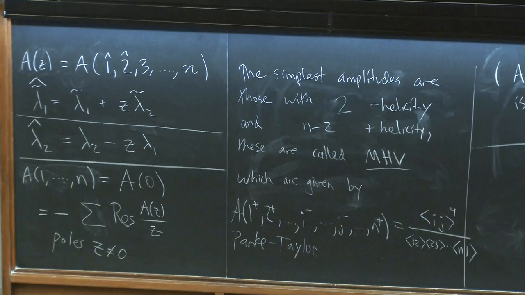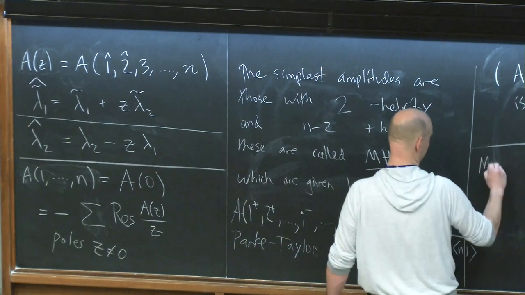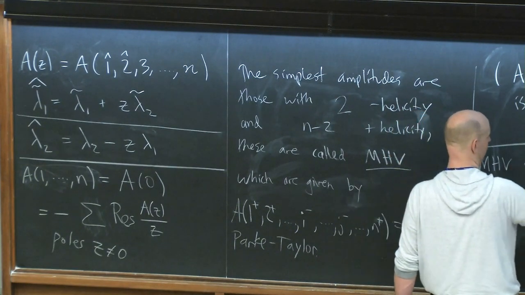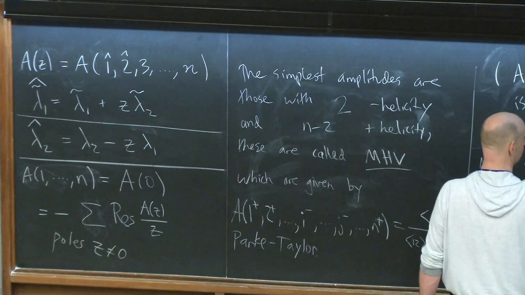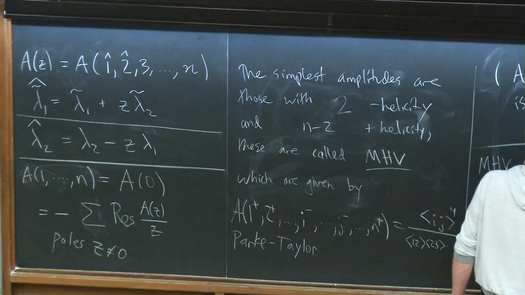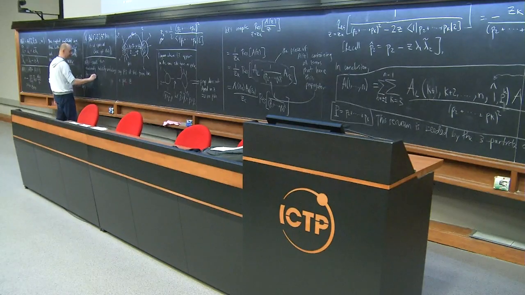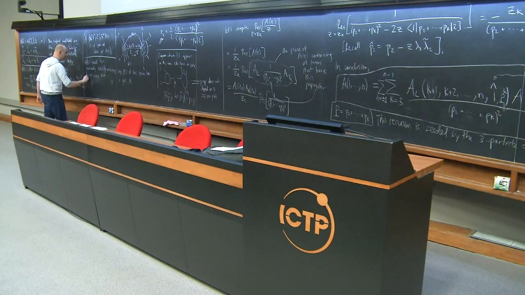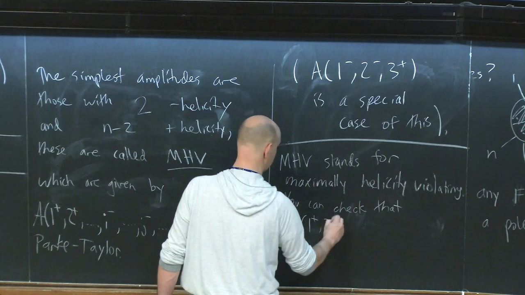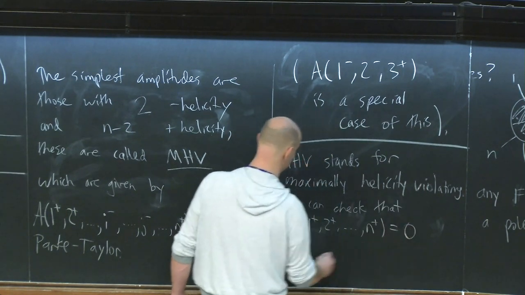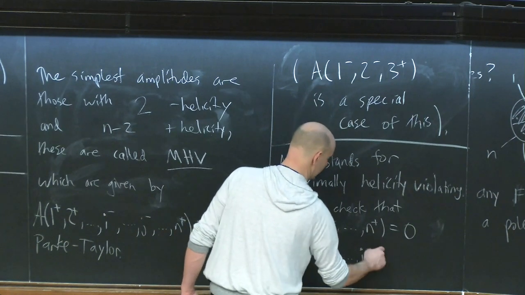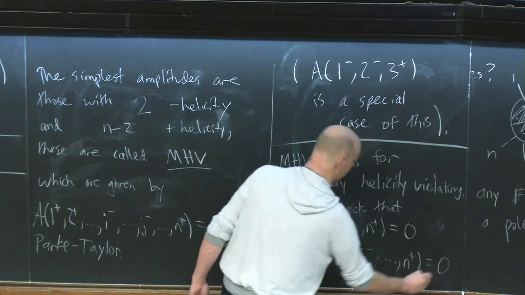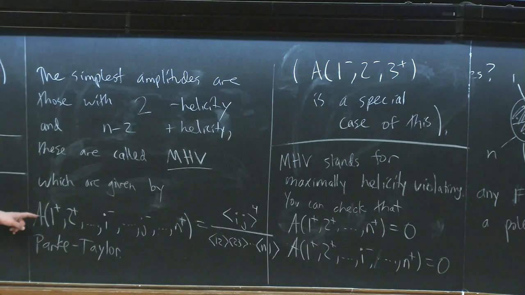Okay, so I still haven't explained the word MHV. Sorry, MHV stands for maximally helicity violating. You can check using the recursions that if you have all the same helicity, or only one negative helicity gluon, the amplitudes have to be zero. So the first case where you have a non-trivial answer is when two particles have negative helicity.